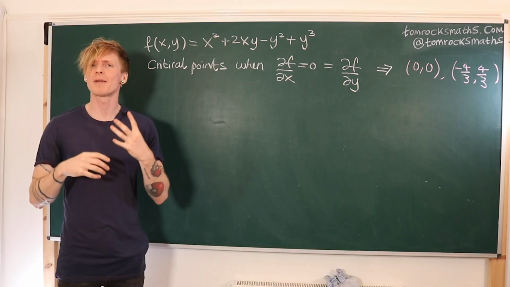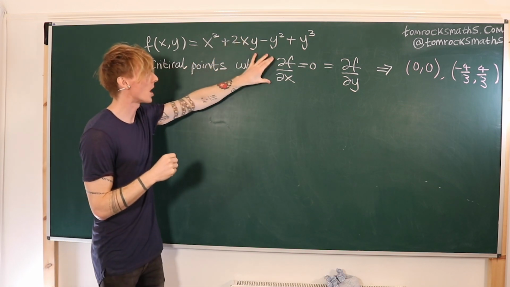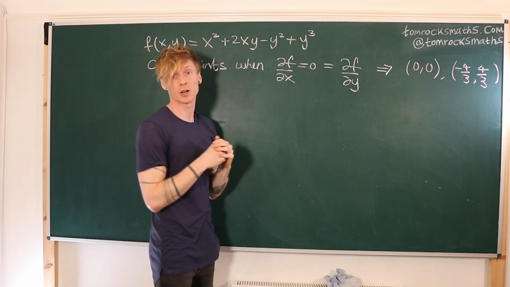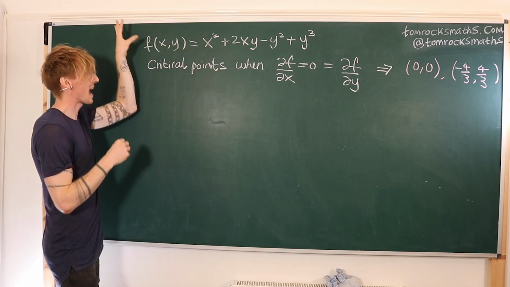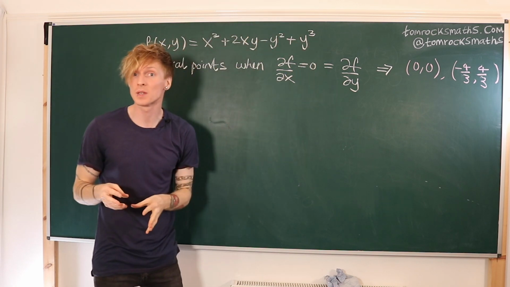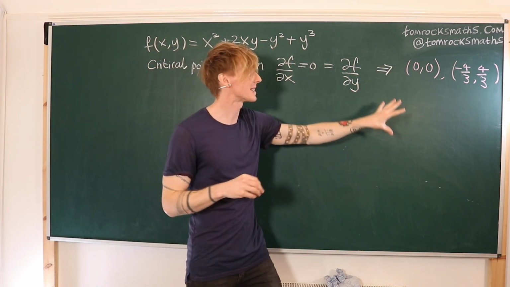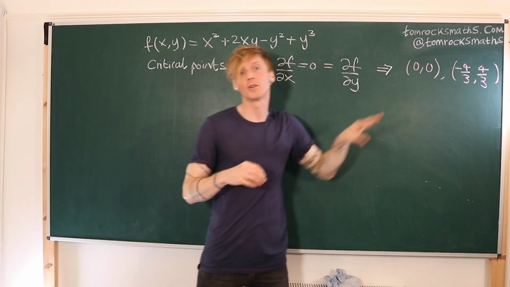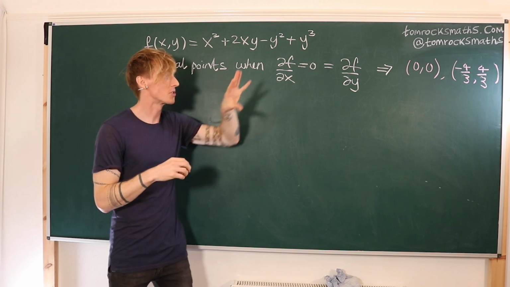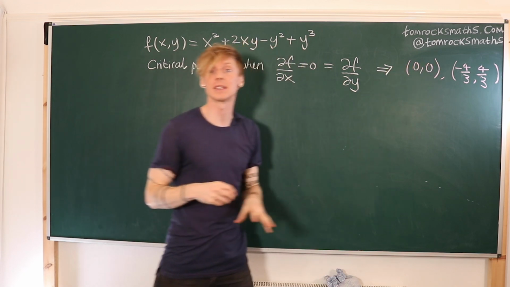Last time we saw how to find the location of the critical points by setting the partial x and partial y derivatives both equal to 0. For this particular function, f of x, y is x squared plus 2xy minus y squared plus y cubed. We went through this calculation and found that our critical points were located at (0, 0) and at (-4/3, 4/3). Now we want to classify what type of critical point we have at each of these locations.